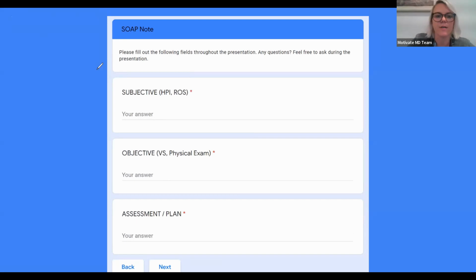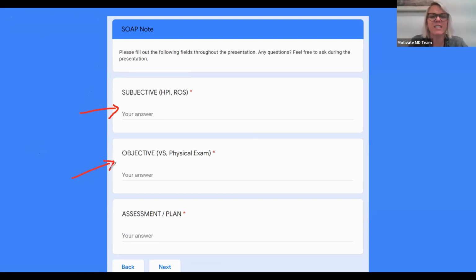form that you're going to fill out. Okay. So the subjective is kind of what the patient tells you. So these are all subjective findings. It's what the patient tells us. Okay. Objective is things that we find. So vital signs, physical exam findings.